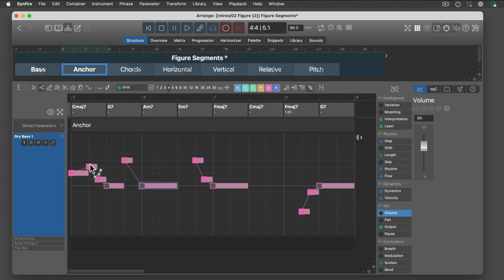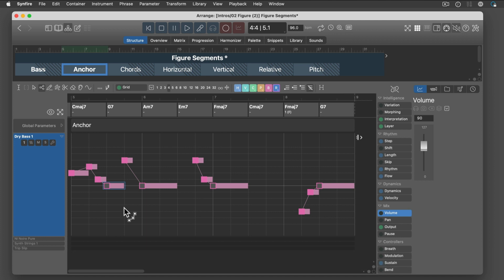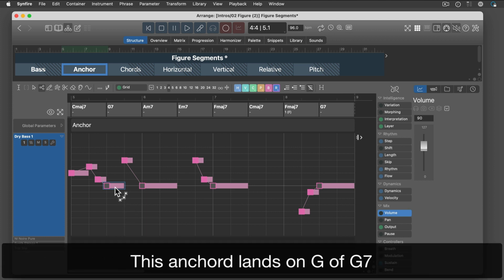You can make any symbol become the anchor. So, if you want a melodic run to end on a particularly important note, make the corresponding symbol the anchor. This anchor will land on G.